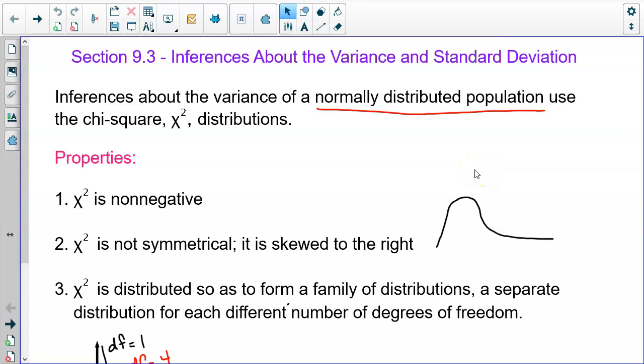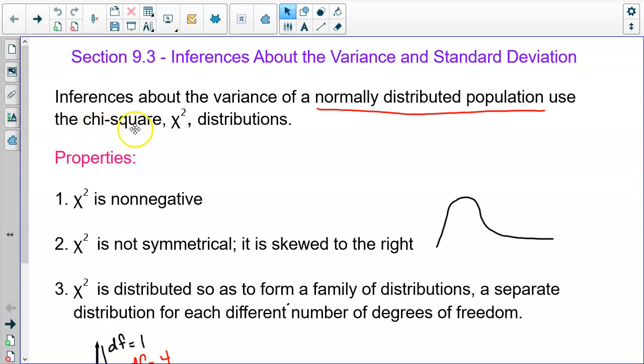Okay, y'all. So section 9.3, we're still in chapter 9, is no longer about proportions. The first thing we did in this chapter was the t-test. The next thing we did was the z-test for proportions. So today we're talking about if you're interested in variance or standard deviation. Most of the time students don't have this type of test in their FRP, but it is still important, all right? So, inference is about the variance of a normally distributed population.